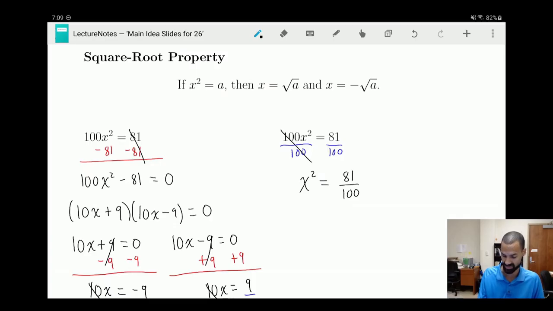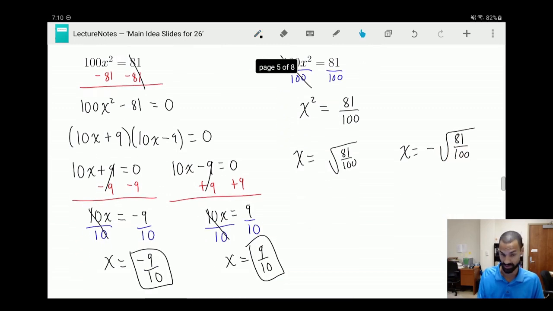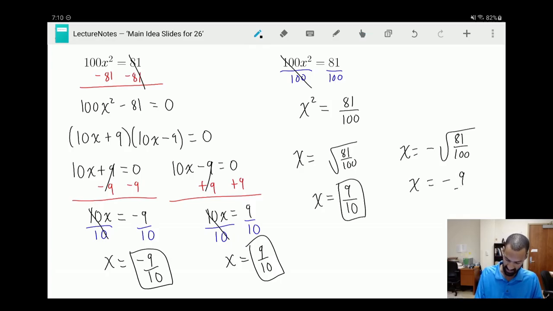Okay, the square root property applies. X squared equals a number. So then what does x equal? X equals positive square root of that number and negative square root of that number. X equals positive the square root of 81 over 100 and x equals negative square root of 81 over 100. Okay, this should start to look familiar, right? Because the square root of 81 is 9, and the square root of 100 is 10. So there's our two answers, right? Notice we used the square root property this time to get that.